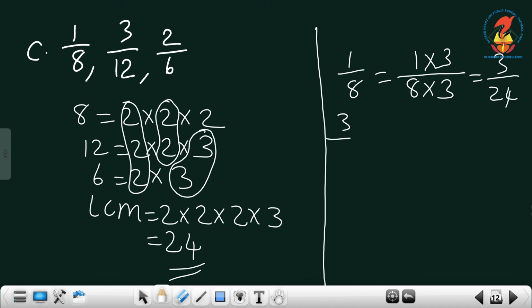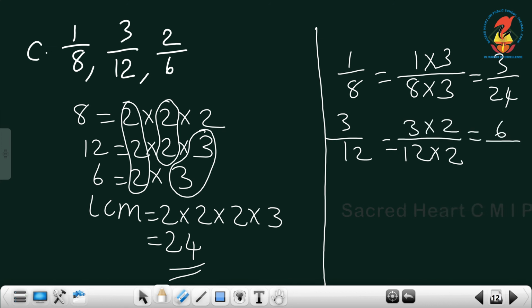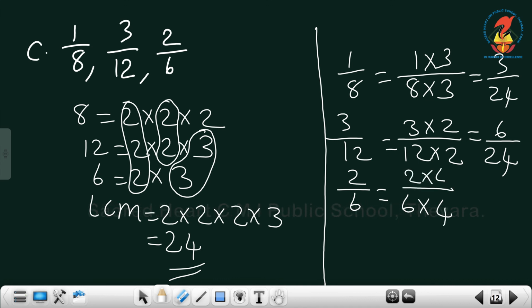And the next one is 3 by 12. How can we? 3 into 2 by 12 into 2, that is 6 by 24. Okay, and the next is 2 by 6, 2 into 4 by 6 into 4, that is 2 4s are 8, 6 4s are 24. See this, 3 by 24, and the next one is 6 by 24, and the next one is 8 by 24.